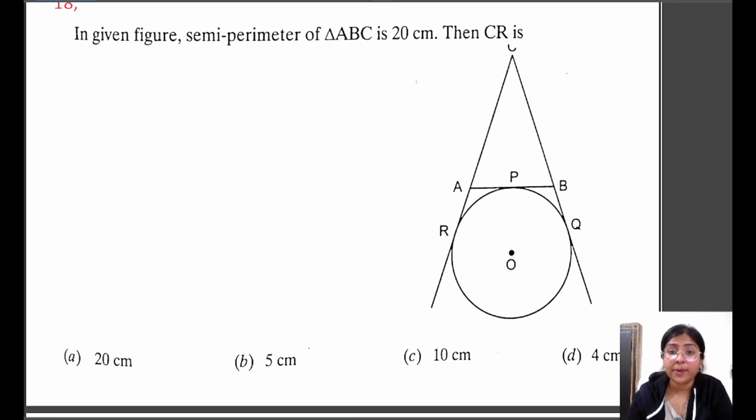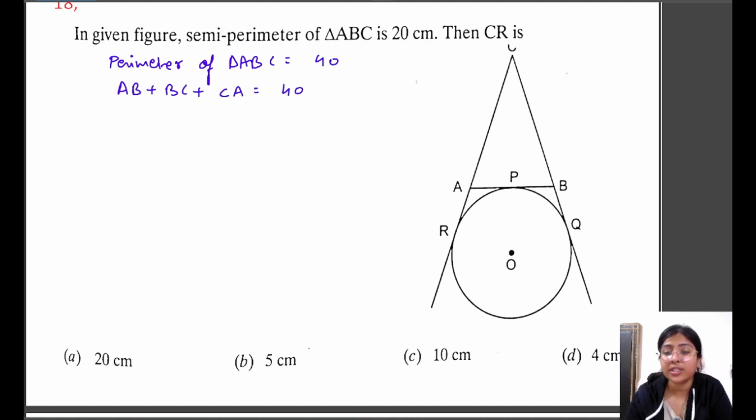In the given figure, semi-perimeter, which means half of the perimeter, is given as 20. So the perimeter of triangle ABC is 40. We know perimeter means the sum of all the sides, AB plus BC plus CA is equal to 40. This is given in the question.